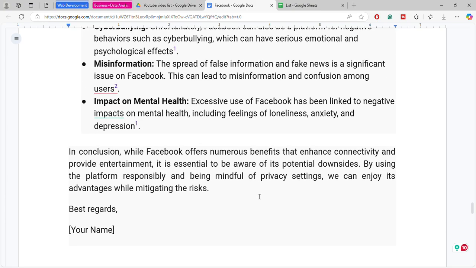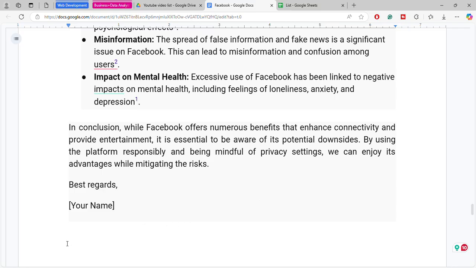while mitigating the risks. Best regards, your name. Here you should put your name.